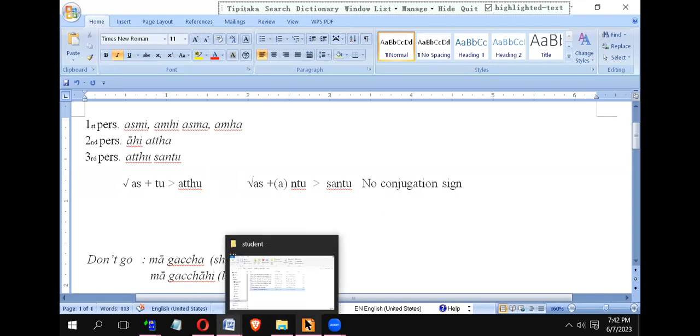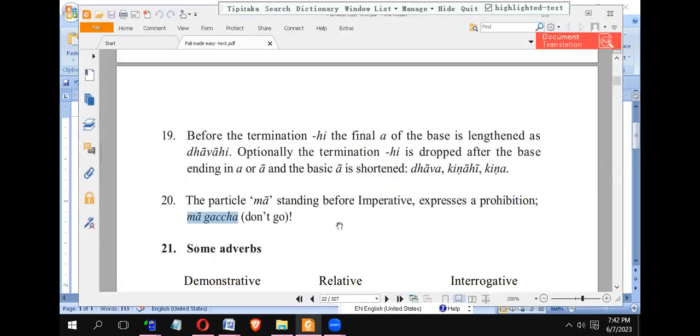I have another question. That means when there is a prohibition, the ma must always be in front, is it? Yes, the ma must be before it. Yeah, just before it. Thank you. Must be in front now. All right.